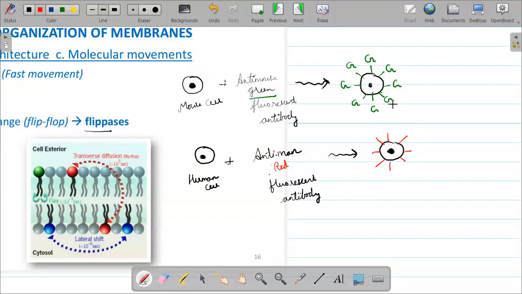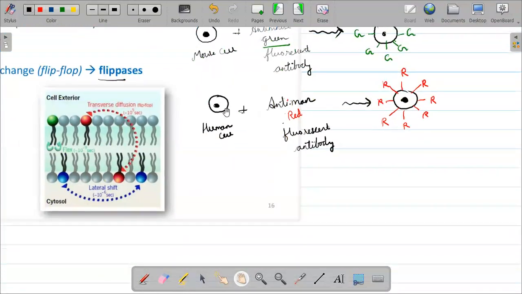Listen here. Now when I add anti-human red fluorescent antibody, the plasma membrane was completely coded and gave me only red color fluorescence. So they all were labeled by red color. What fluorescent is, it's actually a powder. When we add this powder, it mixes with the plasma membrane and gives this color. Now what scientists have observed is, listen now, this is very easy to understand.